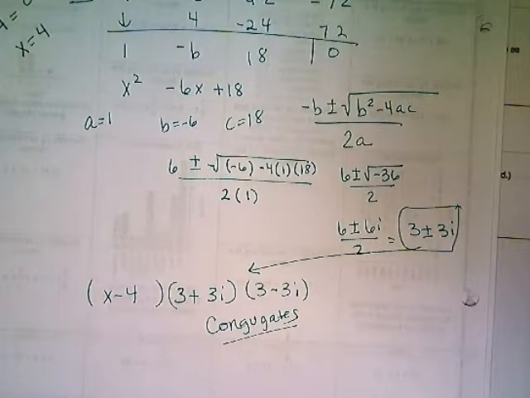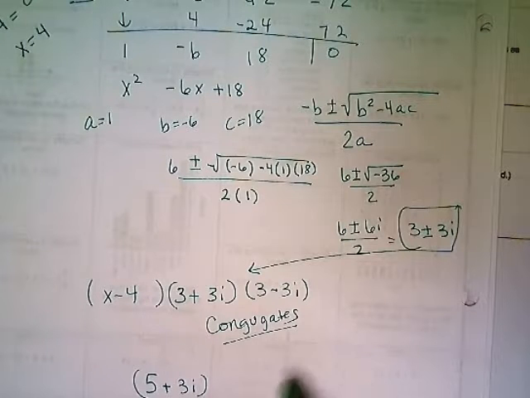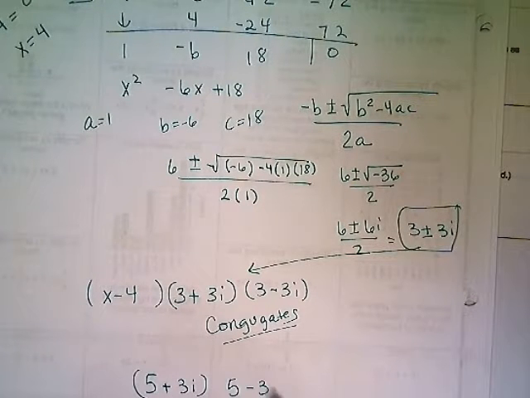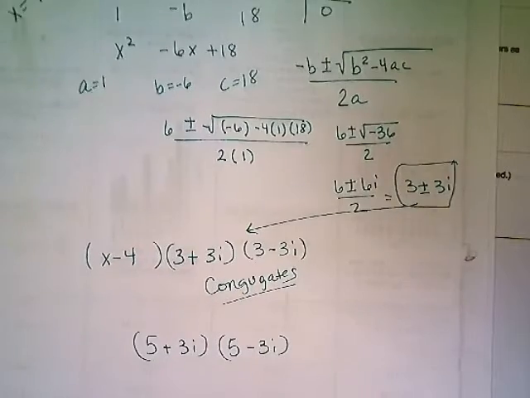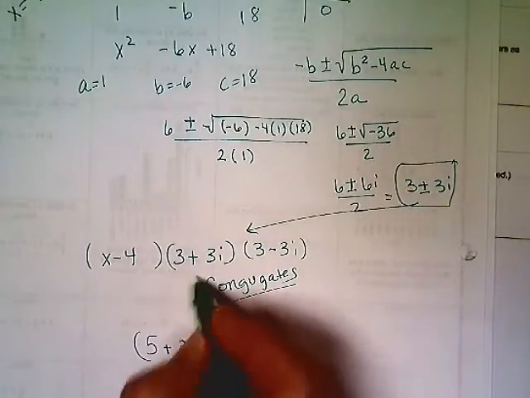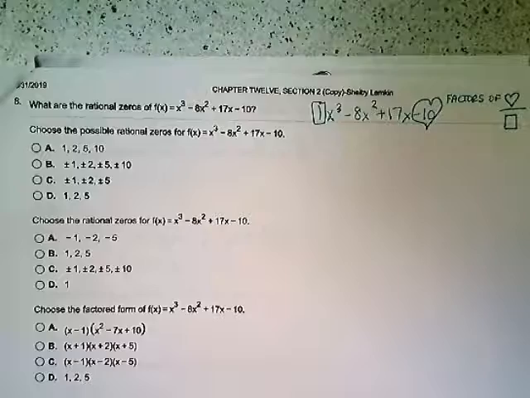Maybe for number 7, you're going to need to know that if they tell you that 5 plus 3i is a solution, then you already know this has to be 1, 2, that they come in pairs. Don't forget about that. You're going to need it.